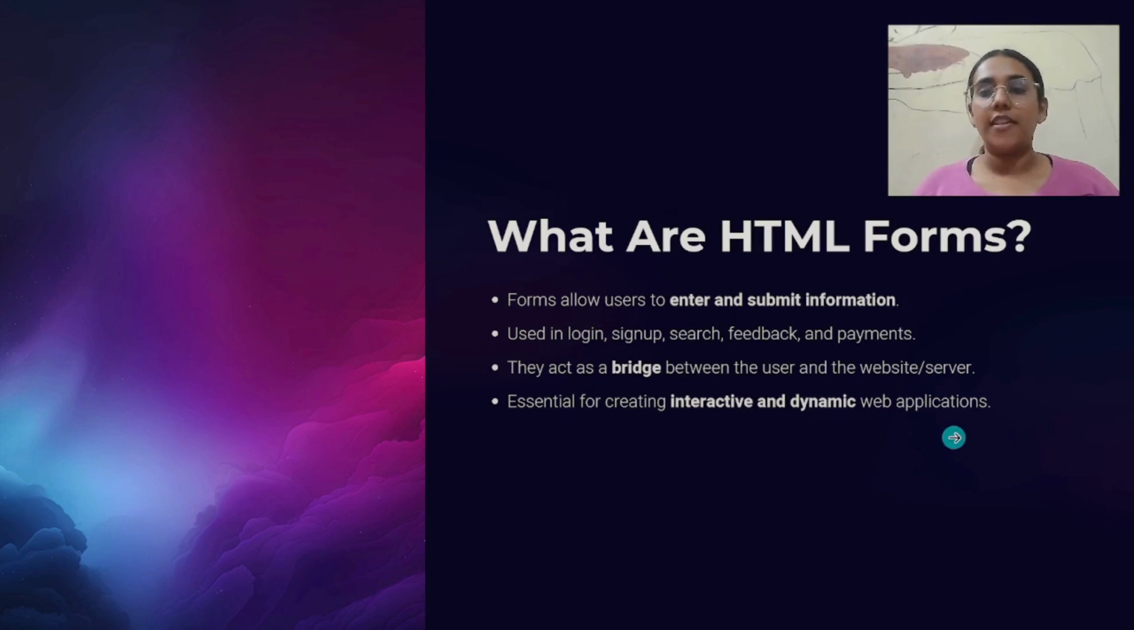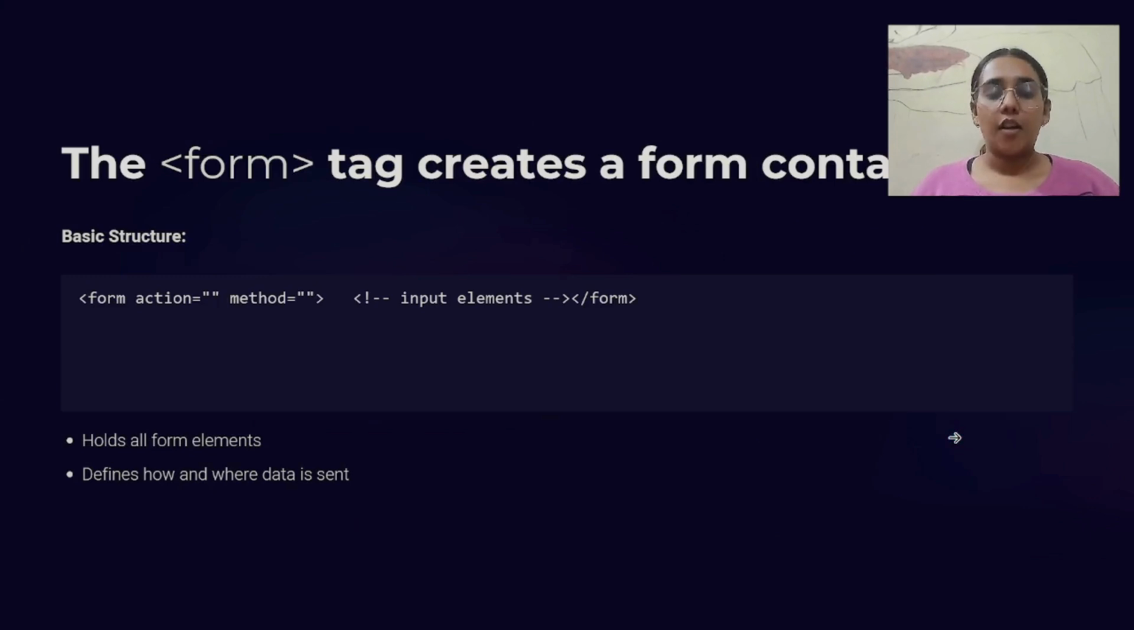This is all what is written in the slide. You can read it. Now, moving ahead, which is our third slide, the form tag. Every form starts with the form tag. This tag works like a container that holds the input fields. Inside this form, we can add text boxes, radio buttons, checkboxes, buttons, and much more.